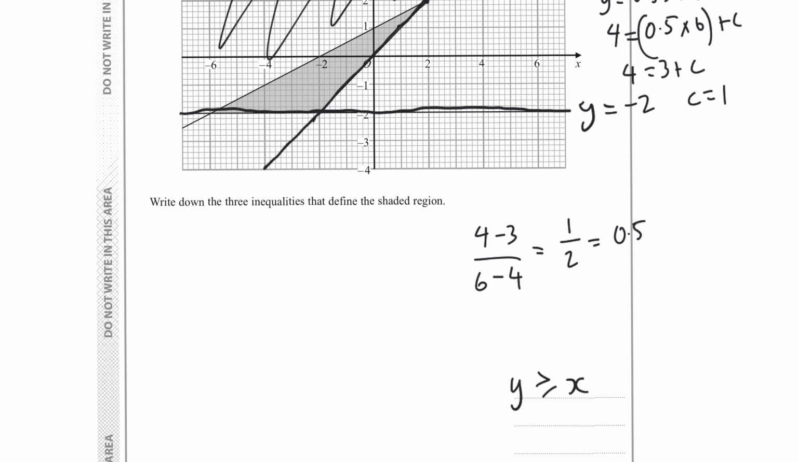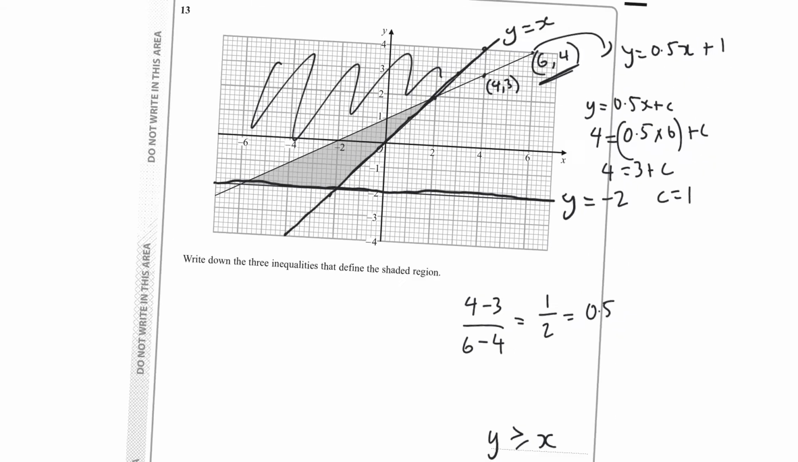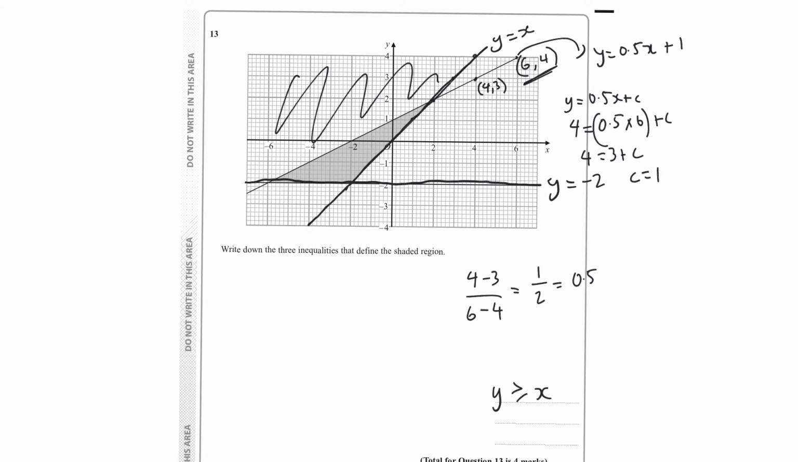Then for the second one, I'll zoom out so you can see everything. Let's look at the y equals minus 2 because the shaded region is above that line. I know it's going to be y is greater than or equal to minus 2. And then for the last one, the y equals 0.5x plus 1, which was this line here. Notice how the shaded region is underneath the line. So because it's underneath, it's less than. So it'll be y is less than or equal to 0.5x plus 1.